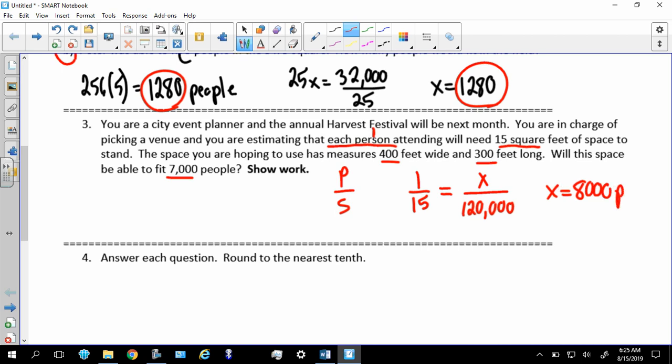All right, now the 8,000 people represents the max that can fit in this space. So that means 8,000 is the max. Anything above that is a no. Anything below that. See, will this space be able to fit 7,000? Well, if it has a max of 8,000 people, 7,000 people will be able to fit in that. So the answer is yes.